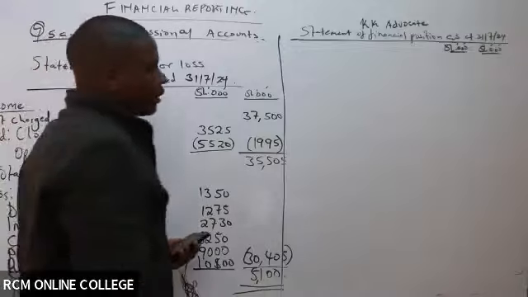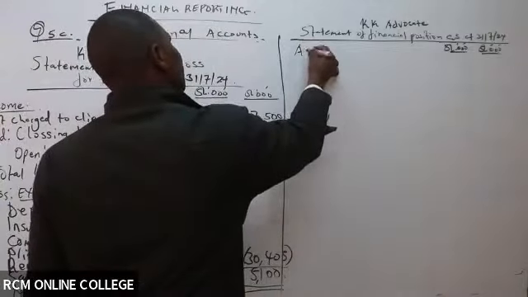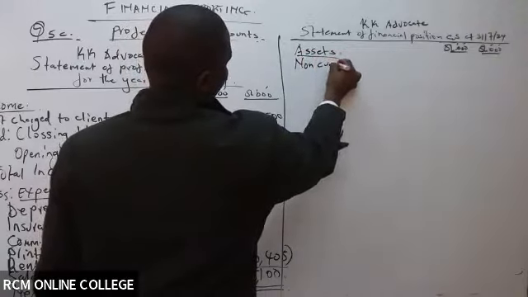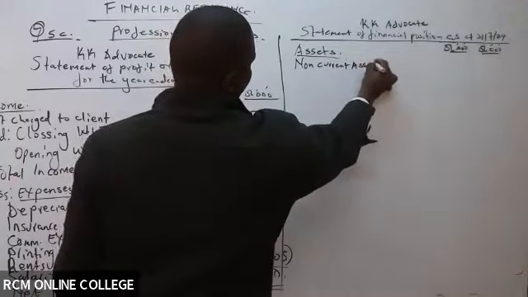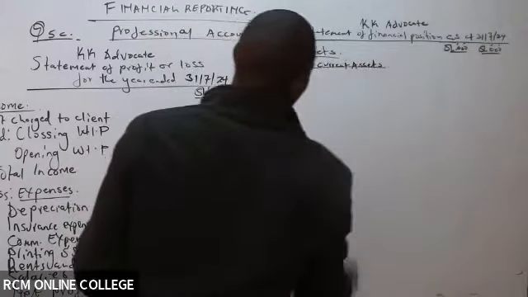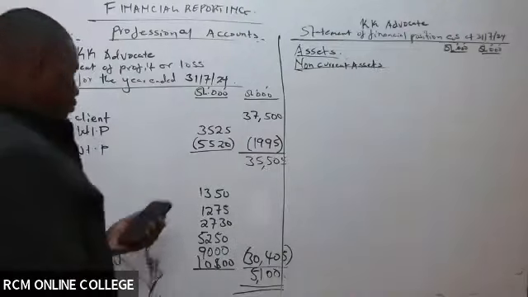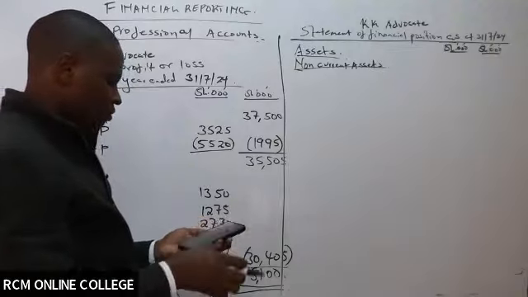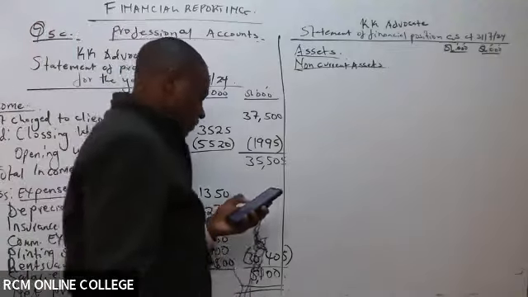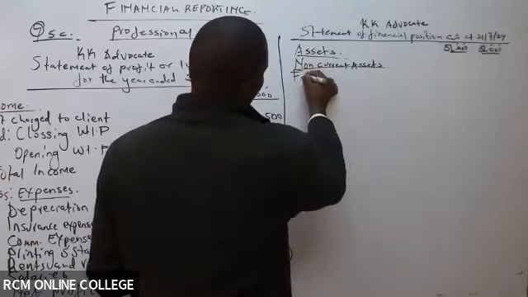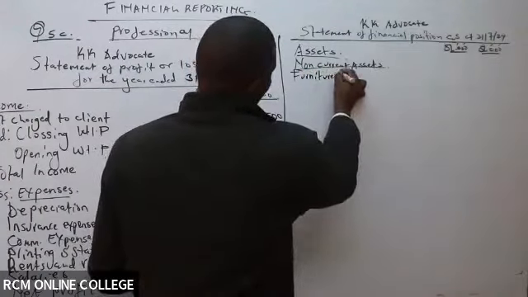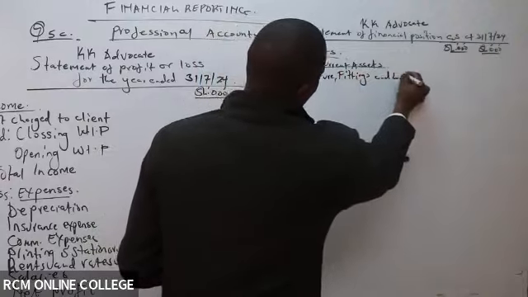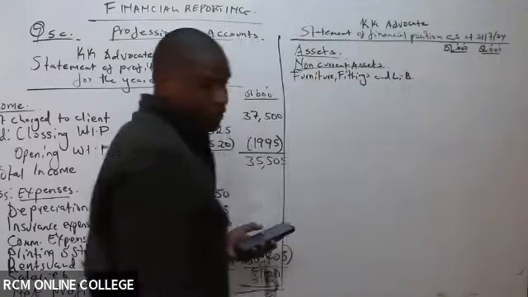So in this case, we have to look at our assets. At this point, we start with non-current assets. Our non-current asset class, I think we had one. Which name did they give the non-current? Furniture, fittings and library books.